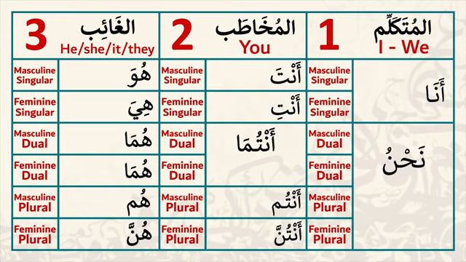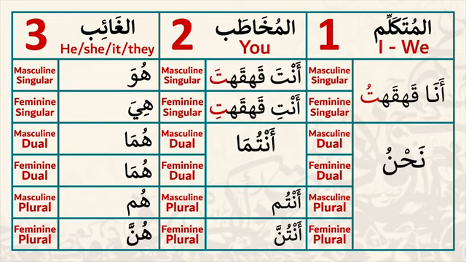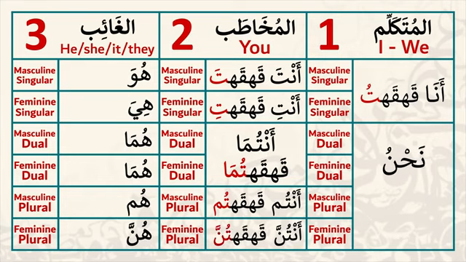Starting again with تاء الفاعل: أنا قهقهت, أنتَ قهقهتَ, أنتِ قهقهتِ, أنتما قهقهتما, أنتم قهقهتم, أنتن قهقهتن. The pronunciation of this verb is very funny. The second connected pronoun نا الفاعلين: نحن قهقهنا. Third person singular takes none.